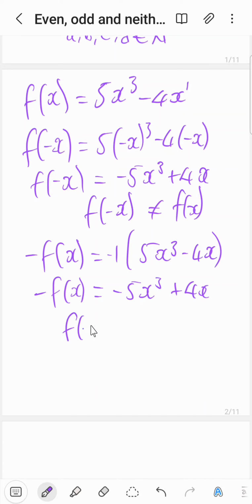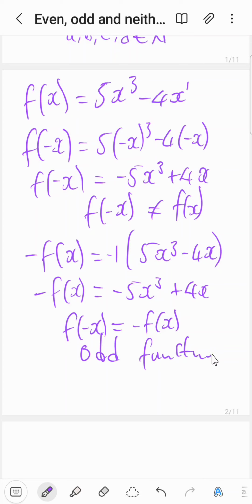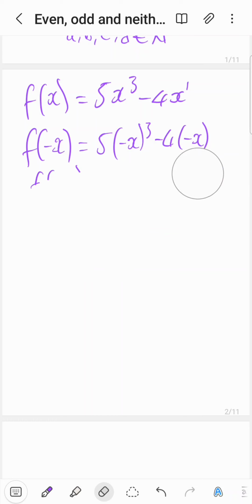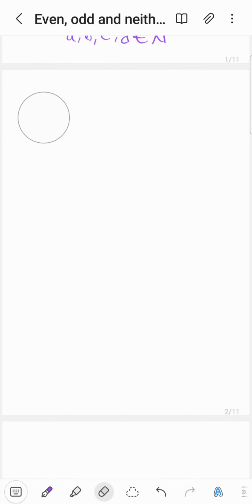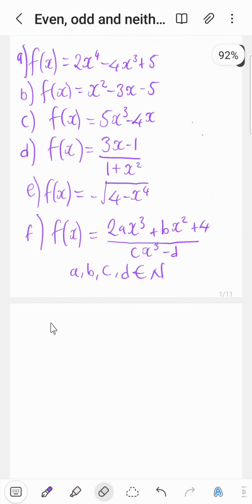Therefore, you can say, given that negative f of x is equal to f of negative x for this function, then this is an odd function. Okay. Let's go. Interesting, right? Interesting. So we come to D.